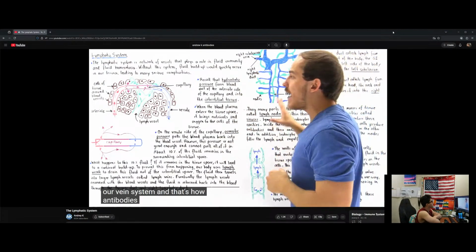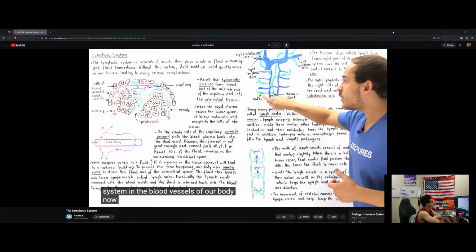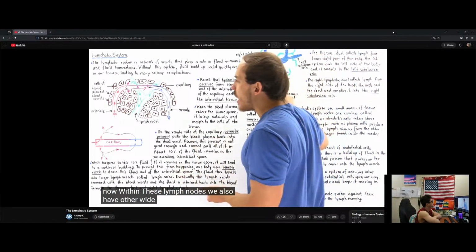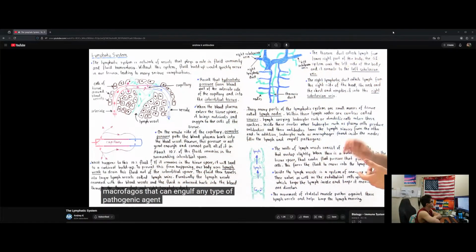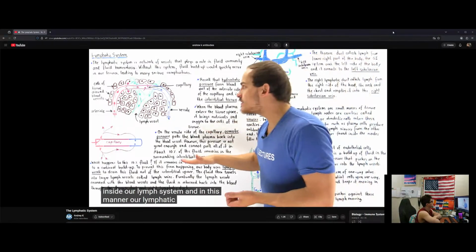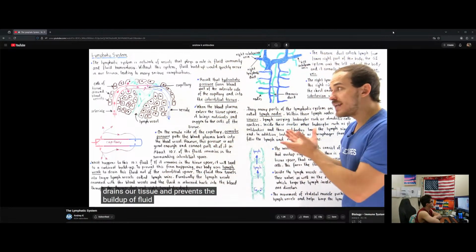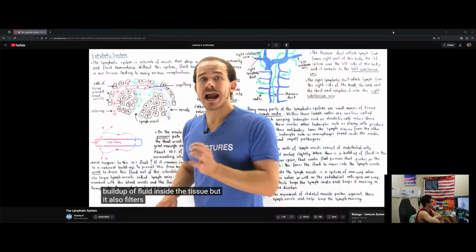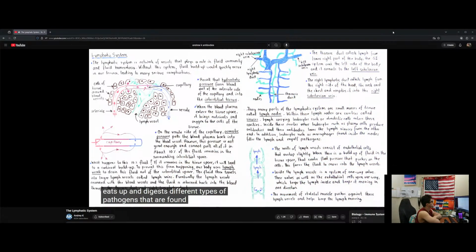And that's how antibodies end up in the cardiovascular system, in the blood vessels of our body. Now, within these lymph nodes, we also have other white blood cells, such as macrophages, that can engulf any type of pathogenic agent that might be present inside our lymph system. And in this manner, our lymphatic system not only drains our tissue and prevents the buildup of fluid inside the tissue, but it also filters our blood. It basically eats up and digests different types of pathogens that are found inside our blood, inside these specialized masses of tissue we call lymph nodes.